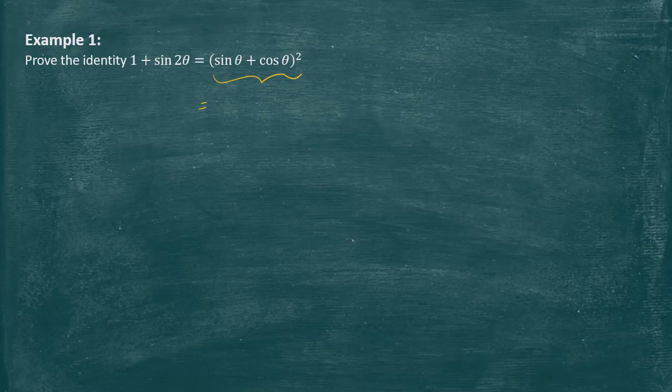So I've set my goal as I want to turn the right side into this 1 plus sine of 2 theta. We can also start thinking of some of the things that the left side could turn into. Sine of 2 theta is a double angle formula, so if I see that something that resembles that pops up, I might have the ability to replace it.